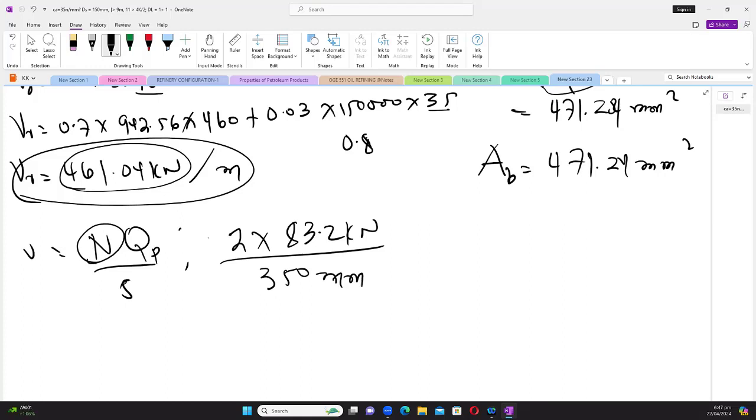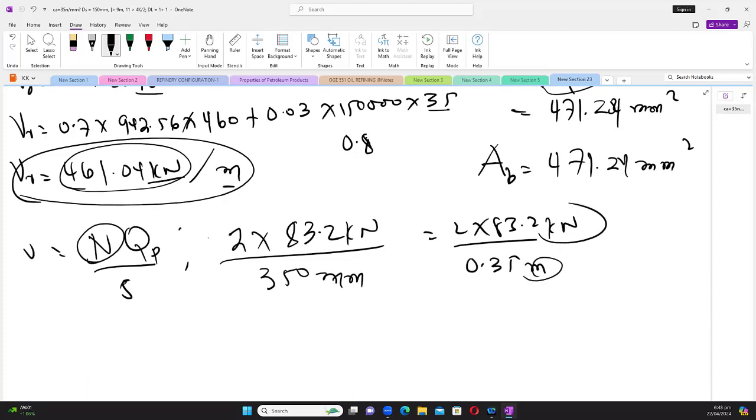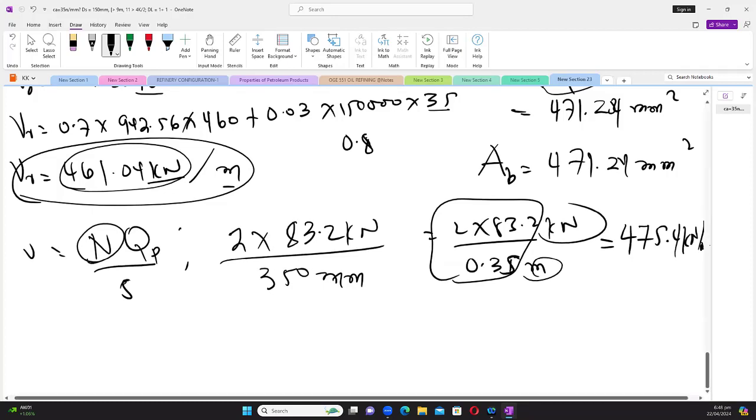The meeting complete. So 2 times 83.2 over... Then we convert this to 0.35 meters, so that it has similar units as this. Okay, so let's solve this out and give me the answer. 475.4? For what? 75.4. Oh, we're not lucky at all. We're almost there.